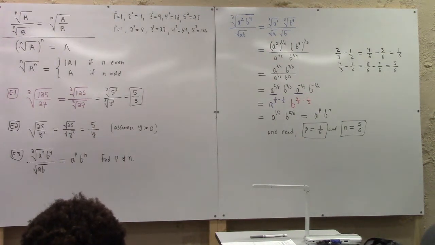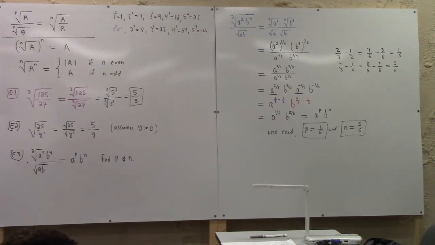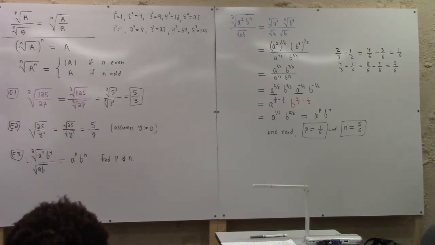What am I on? Example 4. So here we have the 4th root of x squared y cubed divided by the cube root of xy. All right? I'm going to tell you that that's equal to the 12th root of x to the a, y to the b. My question is for us to find a and b.